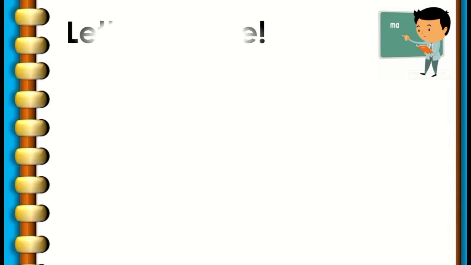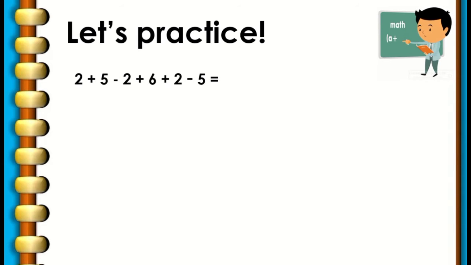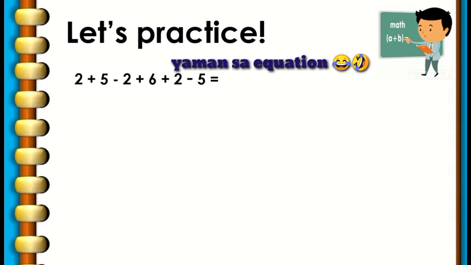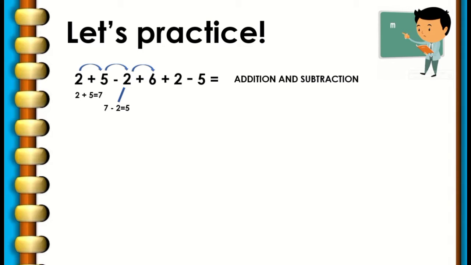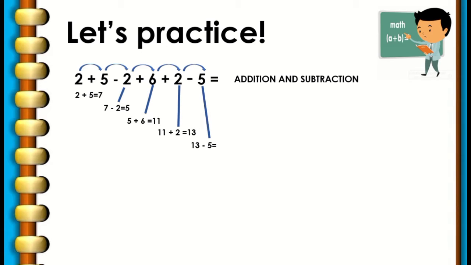Next, we have another equation. So, 2 plus 5 minus 2 plus 6 plus 2 minus 5. Take a look at the operations involved. Meron tayong addition and subtraction. So, ano kaya ang rule na susundin natin? Let's see. So, 2 plus 5, 7, minus 2, 5, plus 6, that is 11, plus 2, that is 13, minus 5, that is 8.